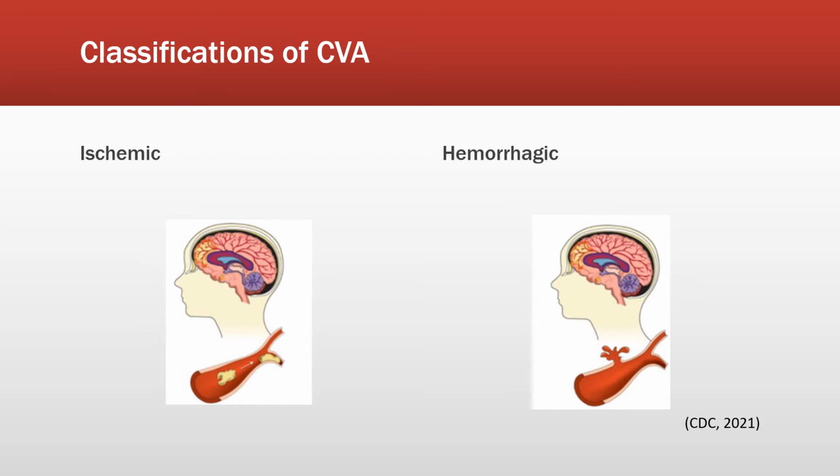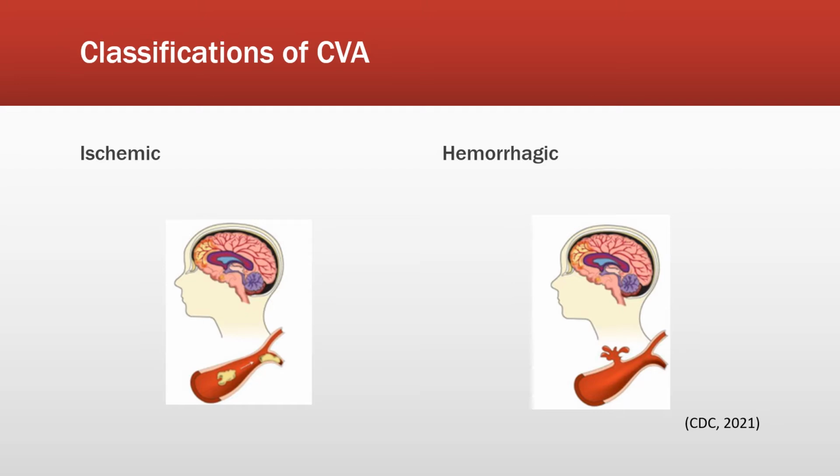If you look here at the picture, you can see plaque building up in a vein. That is causing blockage or stopping the blood flow to the brain. So an ischemic stroke, or an IS, is caused by the blockage of a blood vessel sending blood to the brain, and it accounts for 87% of all strokes in the United States.